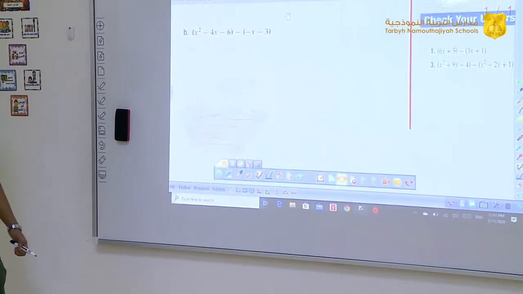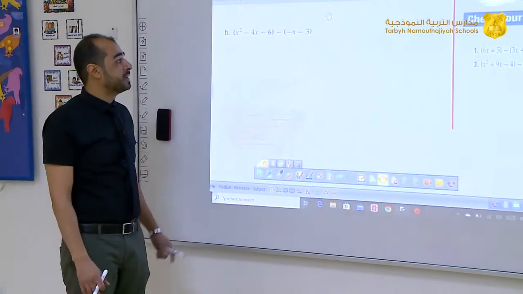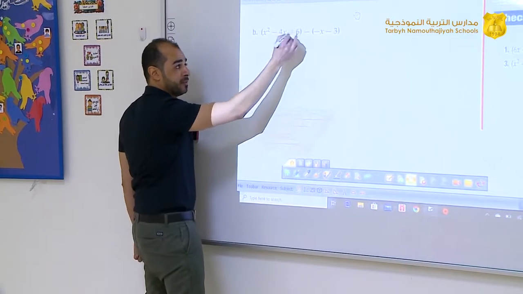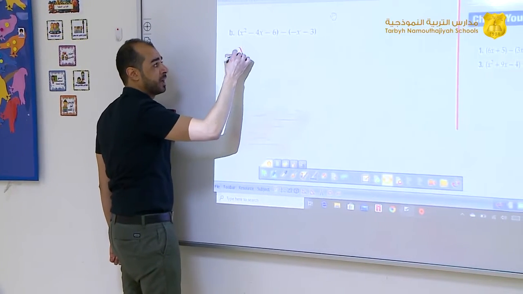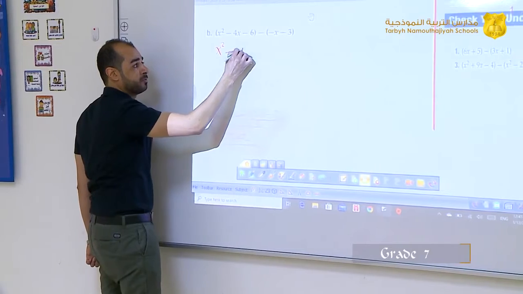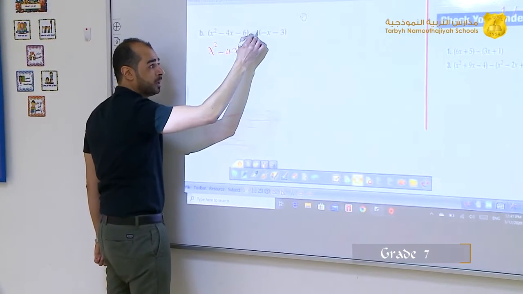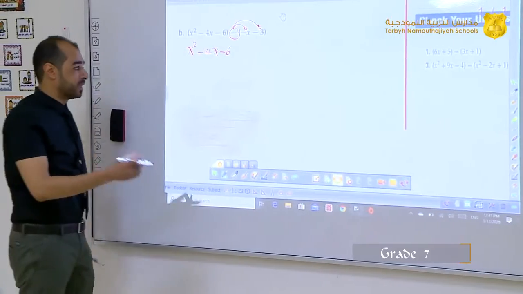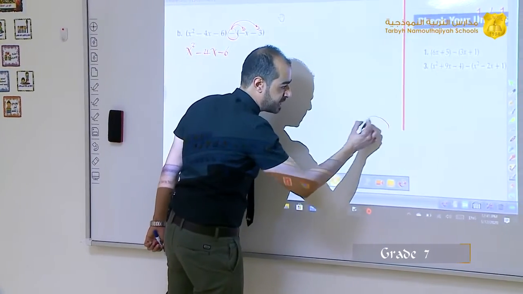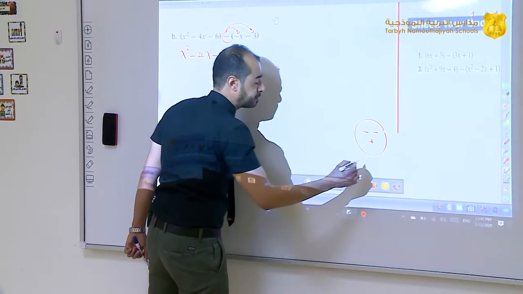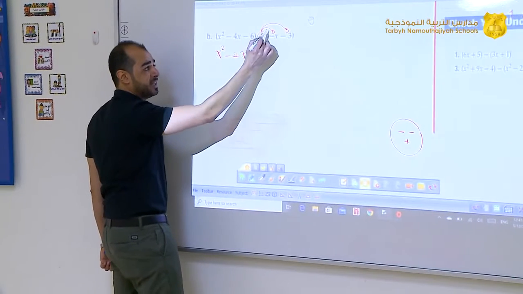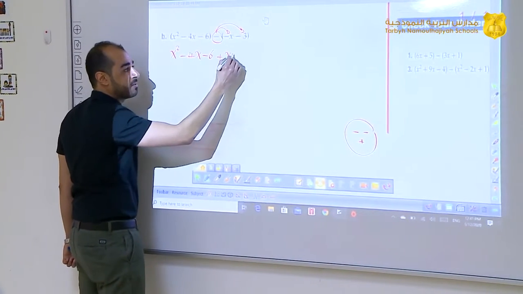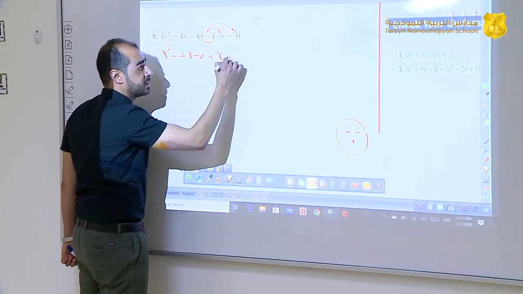x squared minus 4x minus 6, minus negative x minus 3. Okay. The same first step, write the first one as given, x squared minus 4x minus 6. The second one, distribute the negative sign outside over all the elements. When we multiply, don't forget we can use the Chinese face. So here when we multiply negative by negative x, we get positive x. Negative multiply negative 3, we get positive 3.